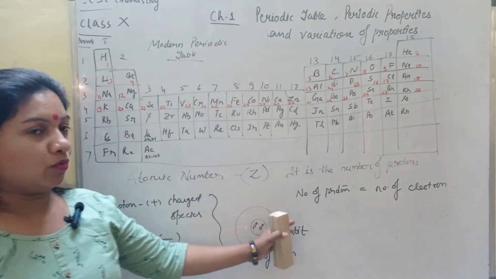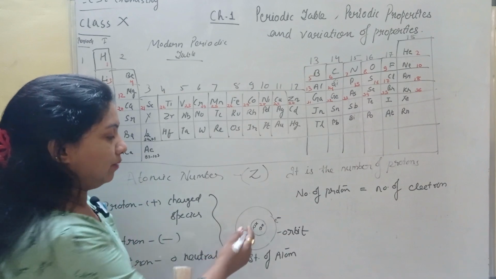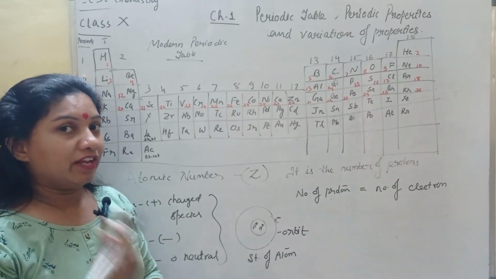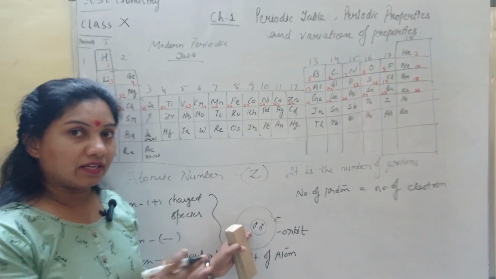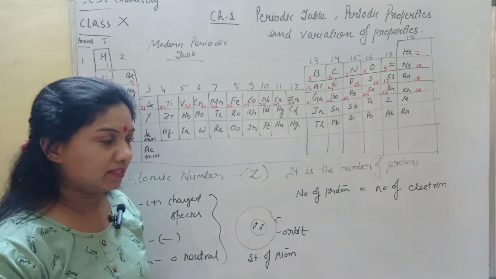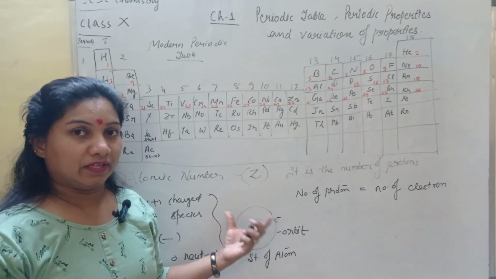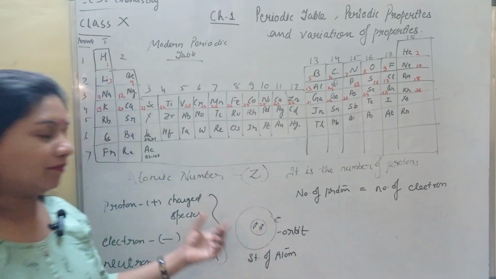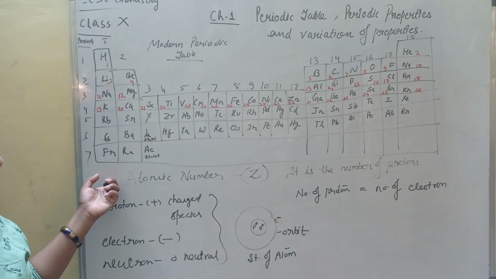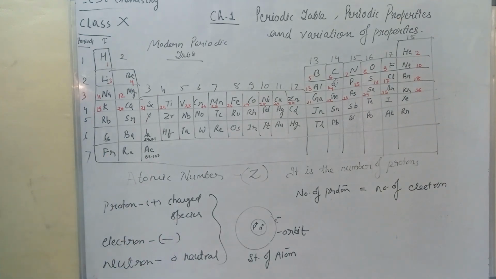Means the positive will be equal to the negative, then only the atom will be electrically neutral, and the positive balances the negative. Positive and negative will be equal. But when an imbalance occurs in this, meaning a rearrangement or anything like that happens, then the atom becomes unstable or reactive. So that we will study later on. I hope the atomic number is clear to everyone. Please note it down, then we will proceed.